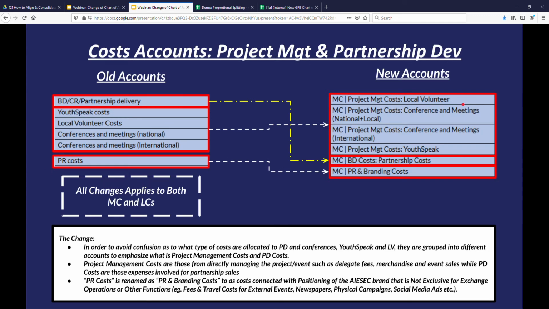Next is cost accounts, project management, and business development, previously known as partnership development. It's pretty much the same accounts, just renamed. So the BD cost is actually the partnership cost. PR became PR and branding, and then the other four accounts, which are USpeak, LP, and Conferences, just became these new accounts with the more specific word of project management.